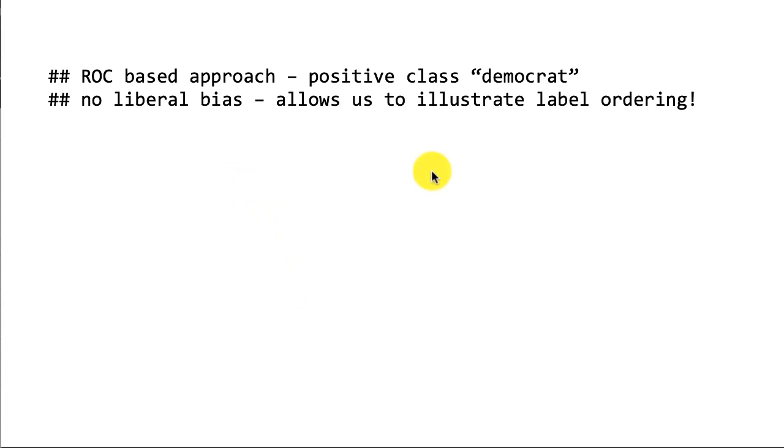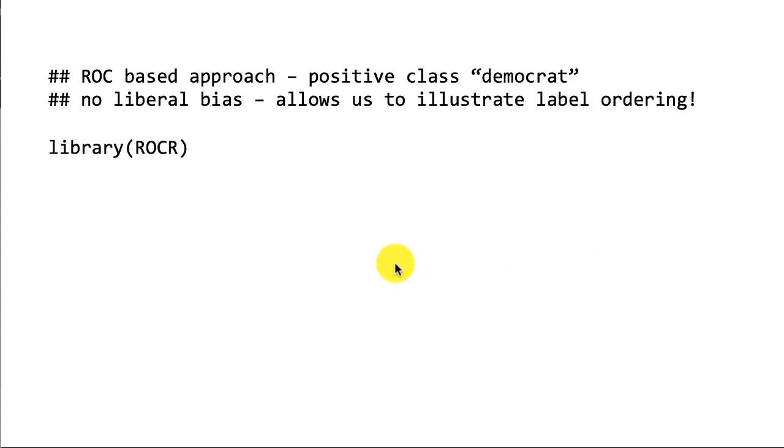Let's assume that the positive class is Democrat. Before anybody accuses me of having a liberal bias, the reason I'm choosing Democrat as the positive class is that it allows us to illustrate label ordering. Otherwise, label ordering will not be required because by default Republican will be taken as the positive class. So we don't have to do label ordering. I'm deliberately making Democrat the positive class just so that I can illustrate the need for ordering of the labels. We've looked at it before, but it doesn't hurt to emphasize.